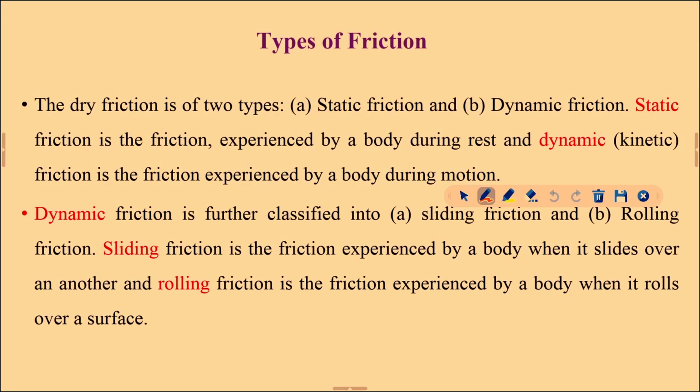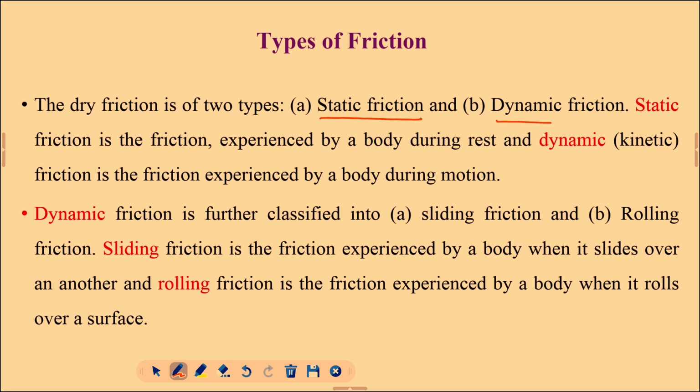Another broad classification is dry friction. Dry friction is of two types, static friction and dynamic friction. What is meant by static friction? Which is at rest. So, static friction is the friction experienced by a body during rest. And dynamic has two types, kinematic and kinetic. Kinematic is without considering force and kinetic is with considering force. So, dynamic friction is the friction experienced by a body during motion. And in that dynamic friction, another two types are there. First is sliding and another one is rolling friction.